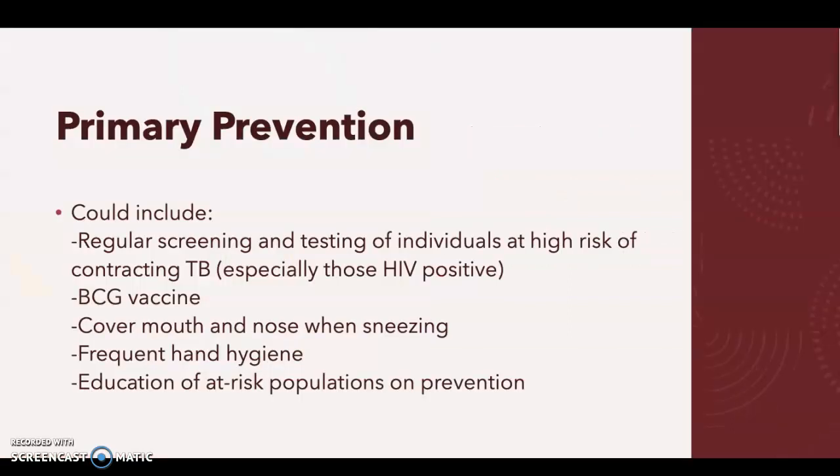So primary prevention could include regular screening and testing of those that are at high risk of contracting TB, especially those that are already HIV positive. The BCG vaccine, covering mouth and nose when sneezing or coughing, frequent hand hygiene, and educating those that are in the at-risk populations on prevention, including healthcare workers and those living in crowded areas like a dorm room or a nursing home.